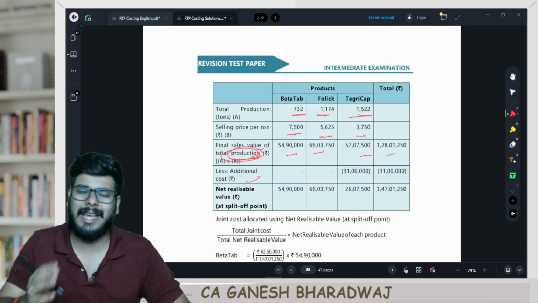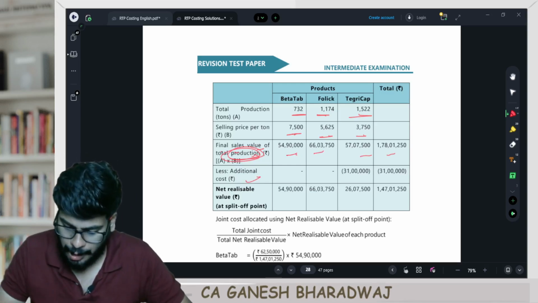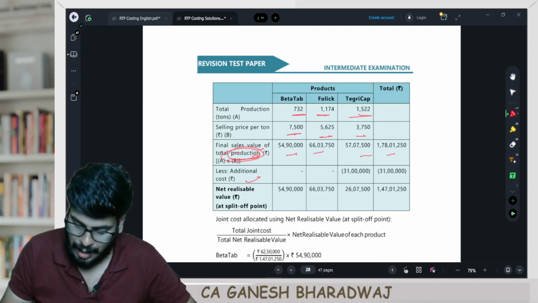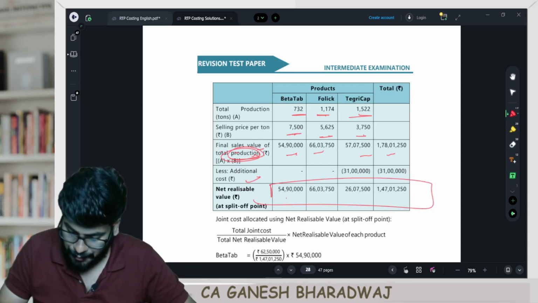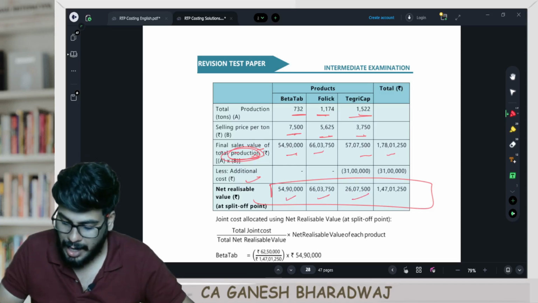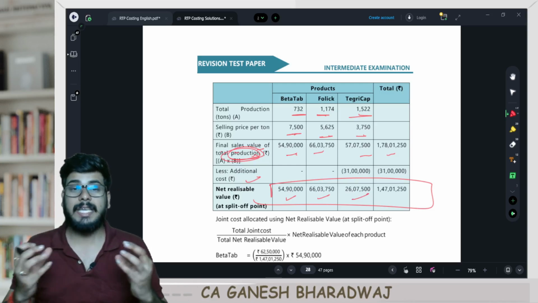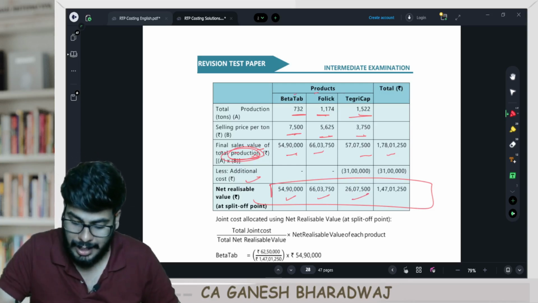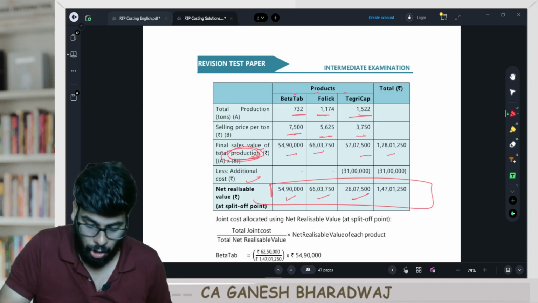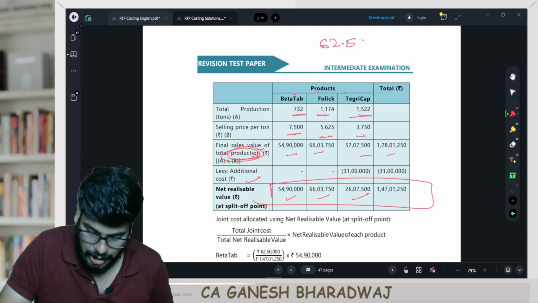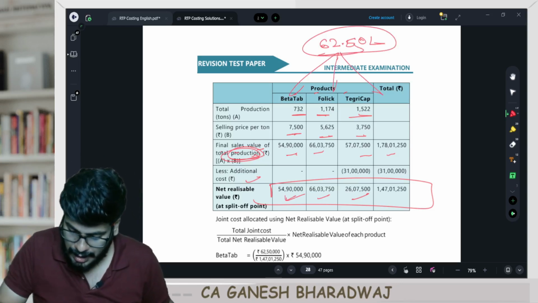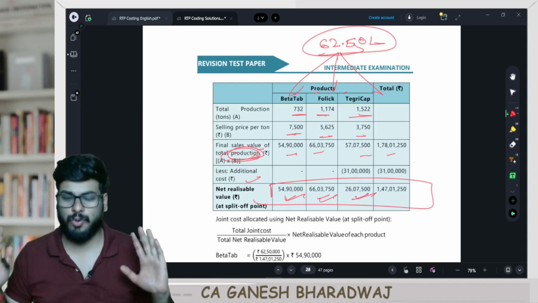From that, less any cost incurred post a split off point. That's actually applicable only for the third product, 31 lakhs, right? You will arrive at the NRV. So now 54.9 lakhs, right? Then 66 lakh 3,750 and 26 lakh 7,500. These three are the NRVs for each of these three products, correct? So now your total joint cost of 62 lakh 50,000, so 62.5 lakhs should be apportioned between these three products in this particular proportion. Are you clear with this, right?